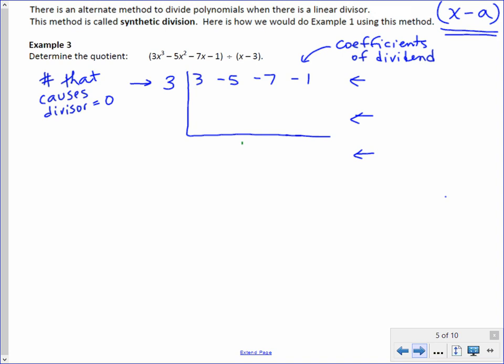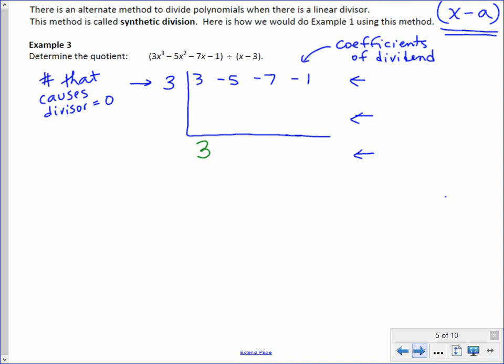Let's unconfuse it. Set up the coefficients along the first line. Outside, you put the number that causes the divisor to be 0. In this case, it's 3. Take the first number and drop it down below. Then you repeatedly multiply and add until you have no more numbers left.